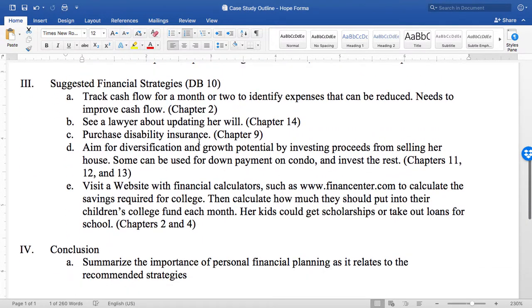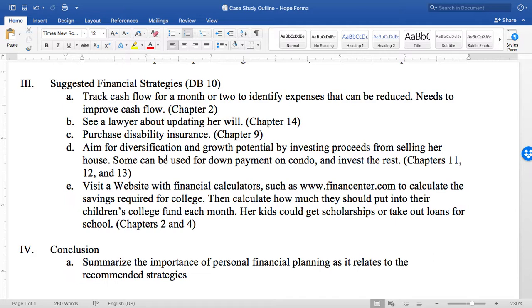Then in part 3, these are the suggested financial strategies or solutions to address the problems that I identified in part 2. This is what we did in discussion board 10. So for instance, I would recommend that she track her cash flow so that she can start reducing some of her expenses because she's spending way too much money. That comes from Chapter 2. I'd also recommend that she see a lawyer to update her will. Again, that's from Chapter 14. I can give her some tips on purchasing disability insurance and what coverages and what types. That'll come from Chapter 9.